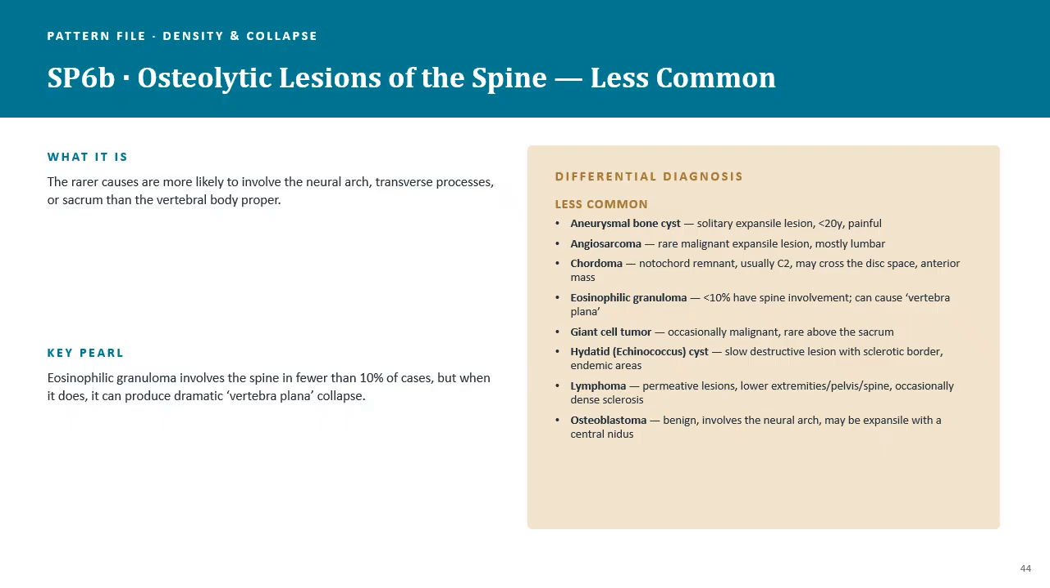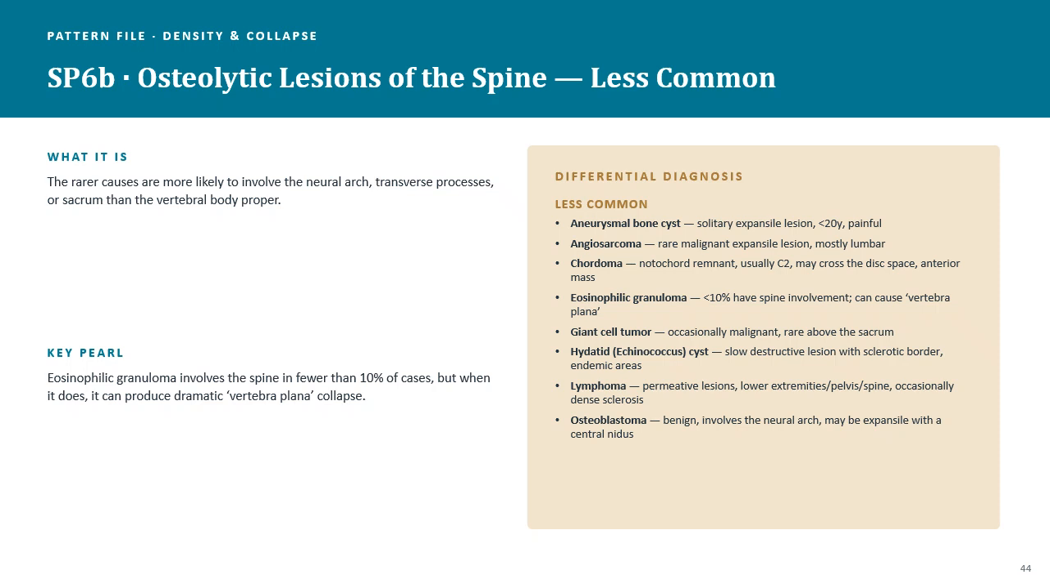Another one that we talked about a couple times and you want to remember is eosinophilic granuloma. It doesn't commonly involve the spine, but if it does, it can cause the patient's vertebral bodies to collapse. And that collapse is dramatic. Basically, it's going to flatten out the vertebra. It's called vertebra plana, flattened out like a pancake.